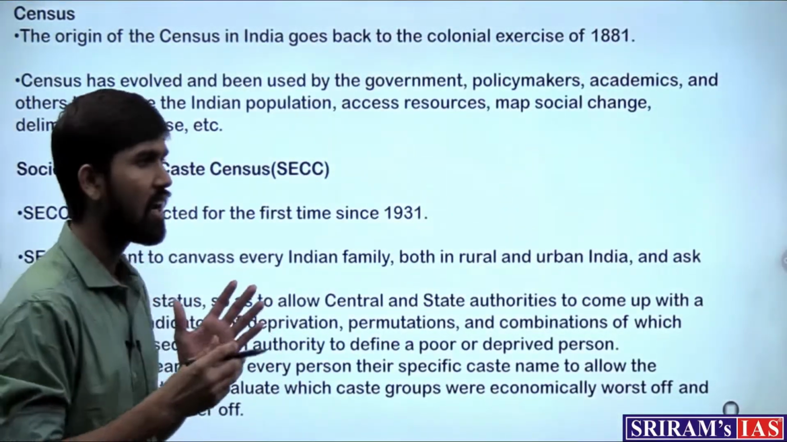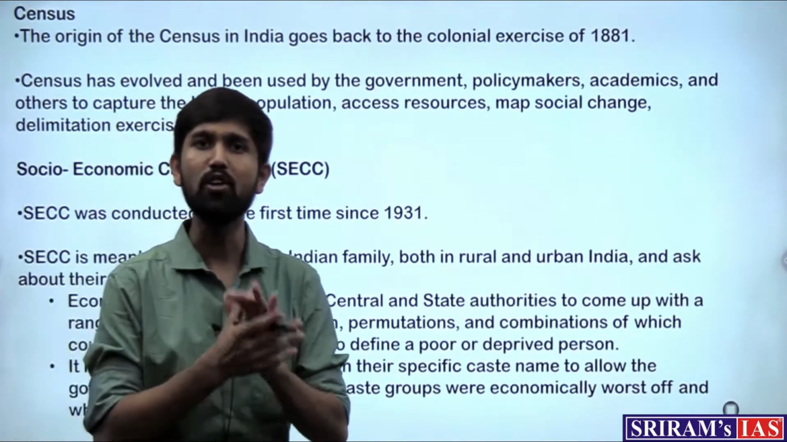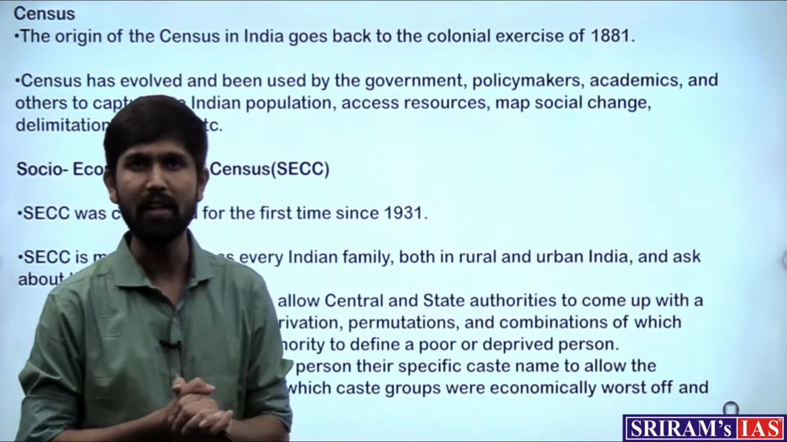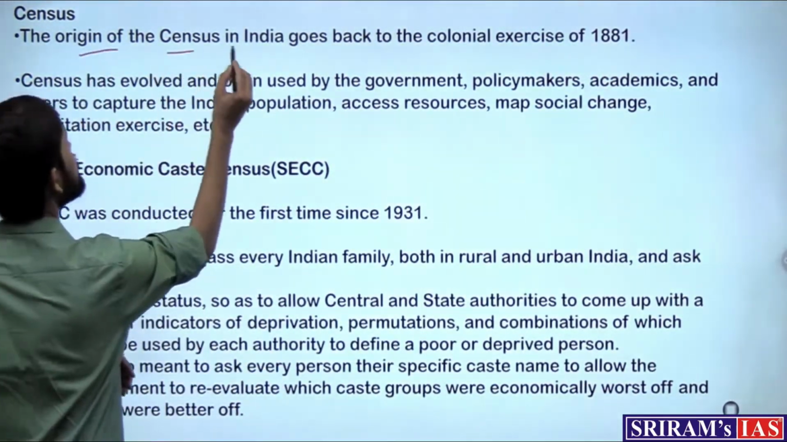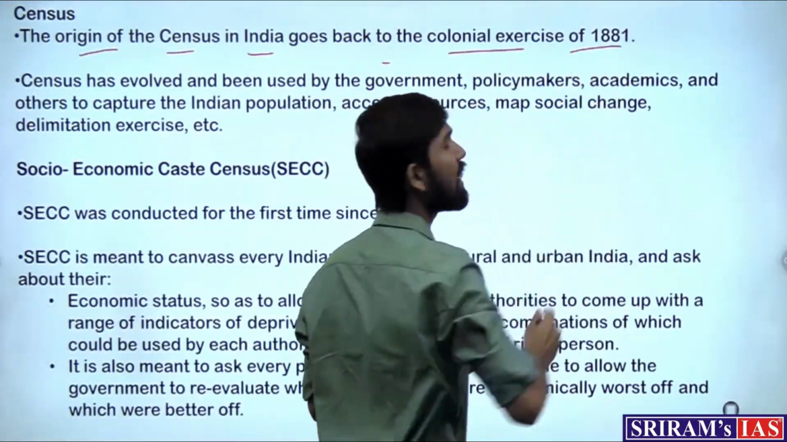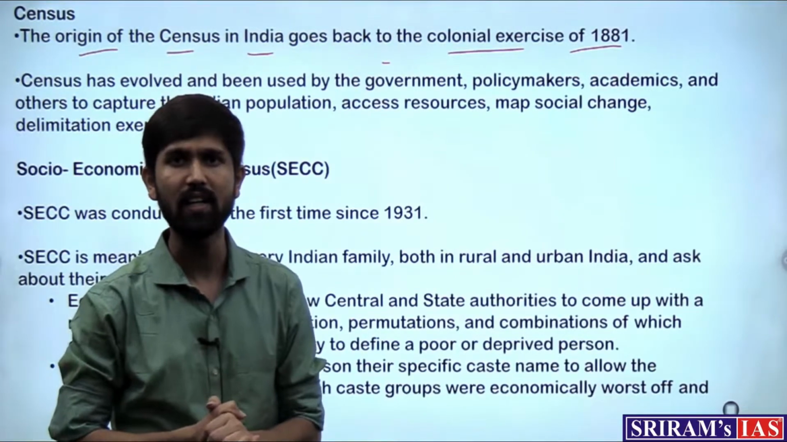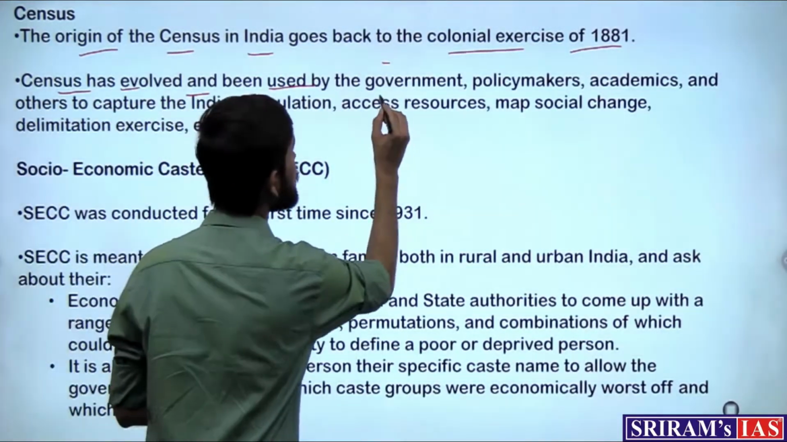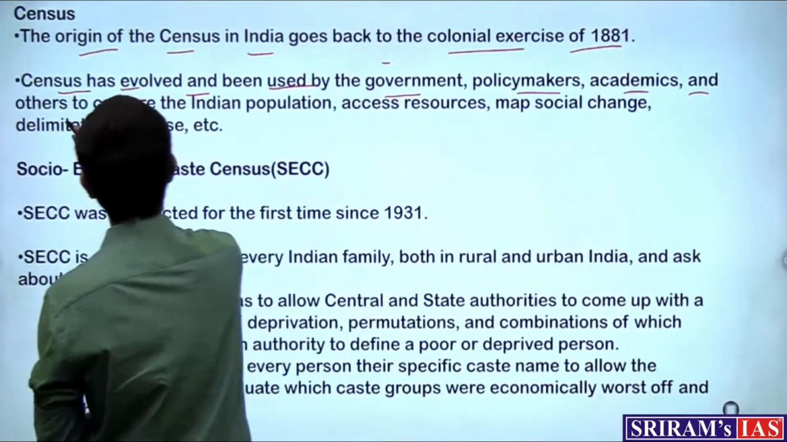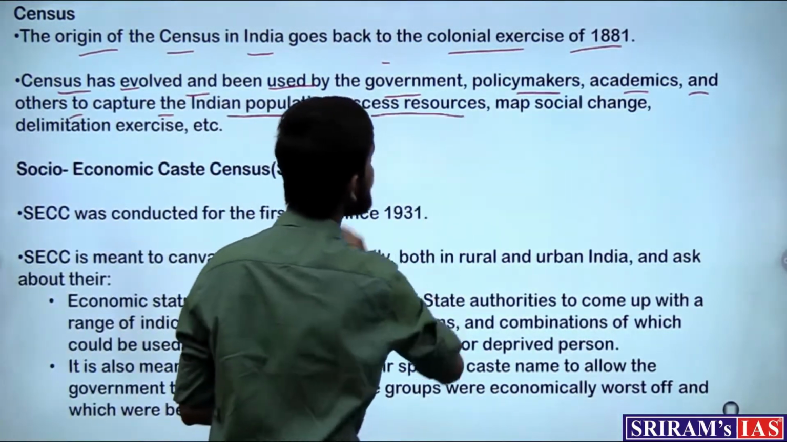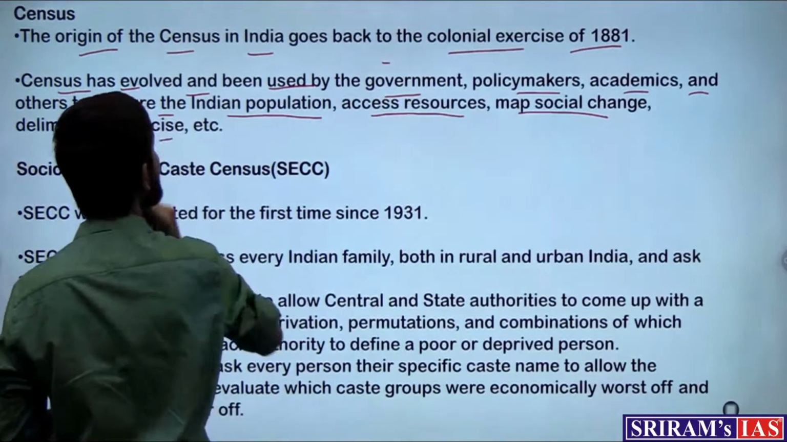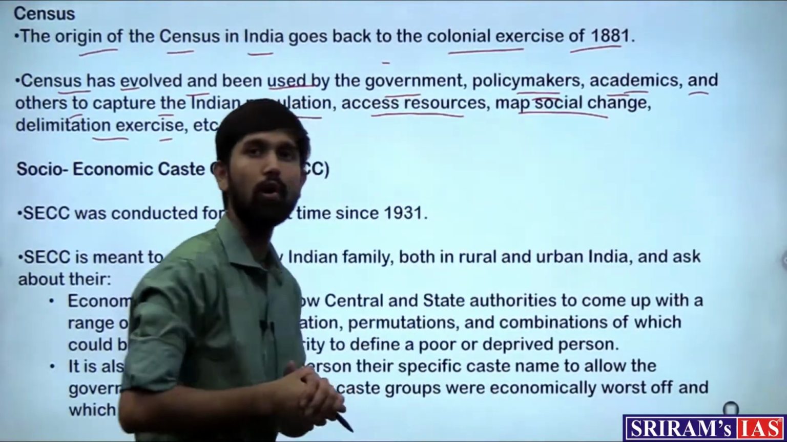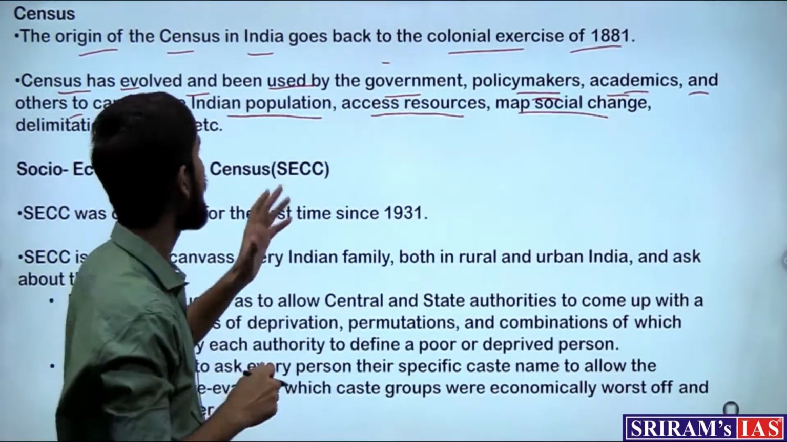When we talk about census, a census is a general exercise where we enumerate all the details of the citizens of the country. We list them down for formulating the policies better. The origin of the census in India goes back to the colonial exercise of 1881. So the first census that was done in India was in 1881 by the British government. The census has evolved and been used by the government, policymakers, academics and others to capture the Indian population, access resources, map social change and delimitation exercise. So the exercise of census becomes useful for all these activities for formulating policy, delimitation exercises and all of that.